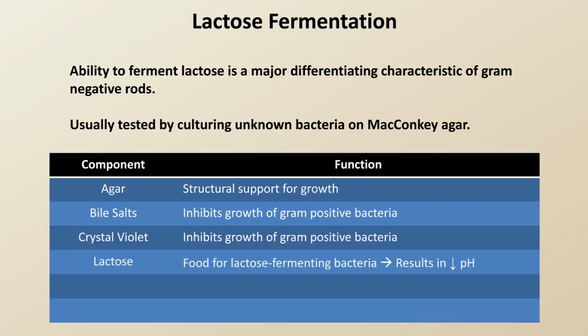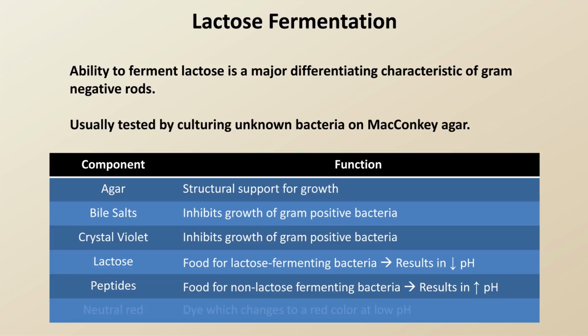Lactose is present, which can be used as food for lactose fermenting bacteria. This results in acidic byproducts and a decrease in the pH of the agar. Peptides are present, which are used as food for the non-lactose fermenting bacteria. The ammonia that is the metabolic byproduct results in an increase in pH. Finally, there is a dye called neutral red, which changes to a red color at lower pH.